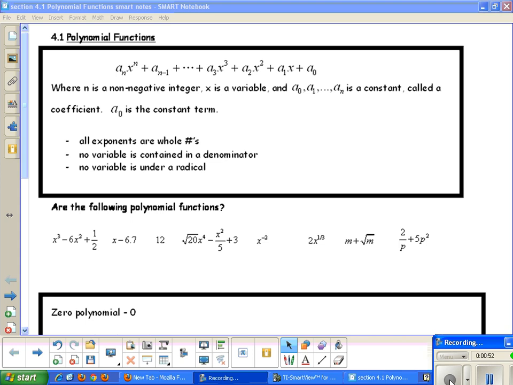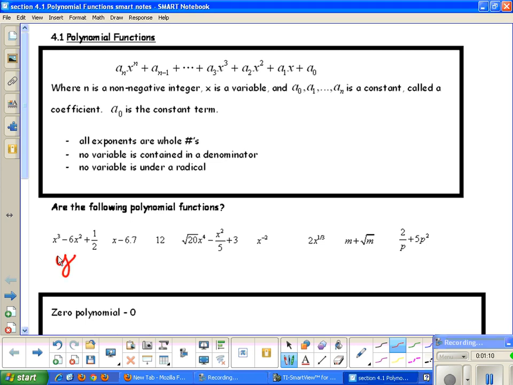So looking at these equations, it says, are the following polynomial functions? If we look at the first one, notice that there are no variables in my denominator. There are also no variables that are underneath a root, and their exponents are all whole numbers. Therefore, this is a polynomial equation. The next one, all of those pass as well. So yes, this is a polynomial equation.